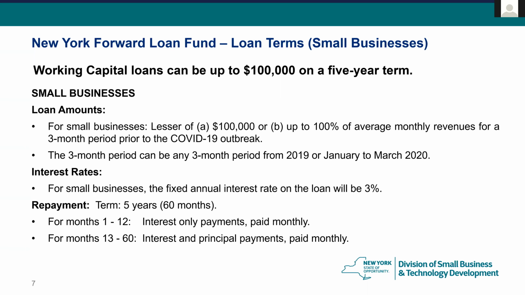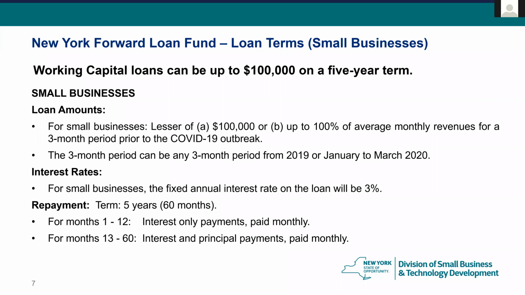Now, this is an important differentiation between the EIDL programs and the PPP programs and the New York Forward Loan Fund. Especially for PPP, PPP was based upon your payroll. This is not based upon your payroll. This is based upon your revenues. So there were a lot of smaller businesses with just a couple of employees that for PPP purposes were not able to borrow very much money because it was based on your payroll calculation.